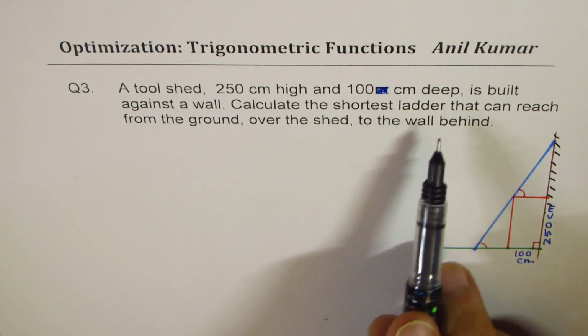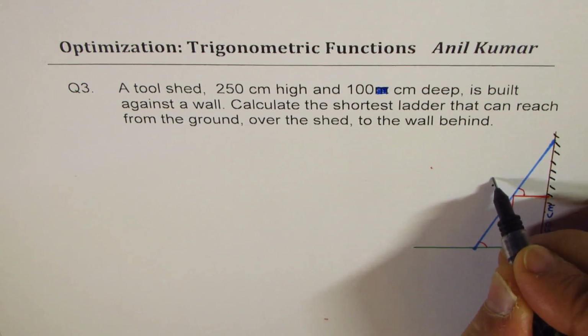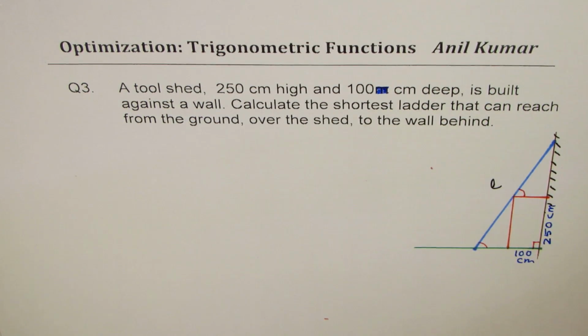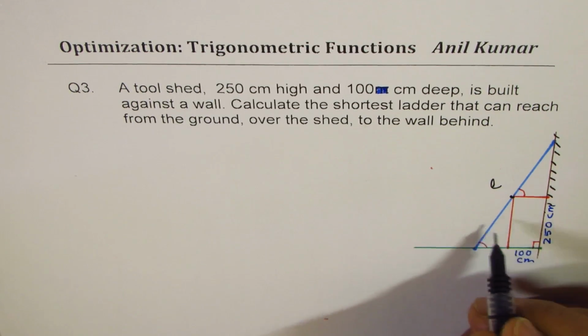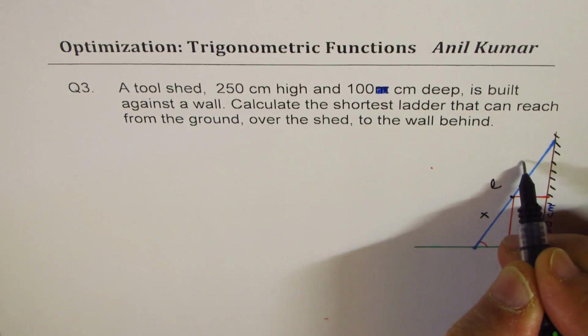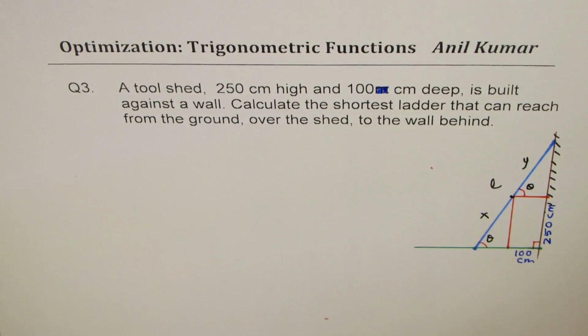Calculate the shortest ladder that can reach from the ground over the shed to the wall behind. So let this be the shortest ladder. As we have done in most of our questions of a similar kind, we'll split this length into two values, x and y, and we'll keep this angle as theta. Perfect. So I hope now it is very clear how to solve it.